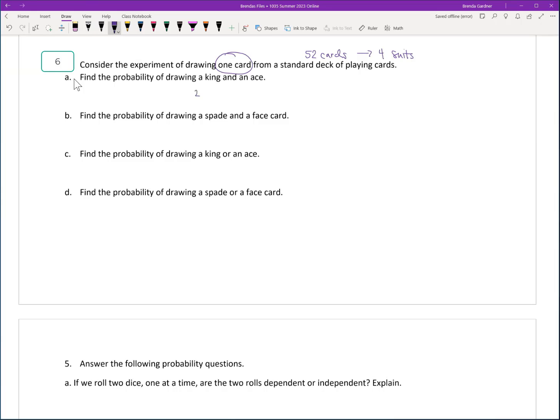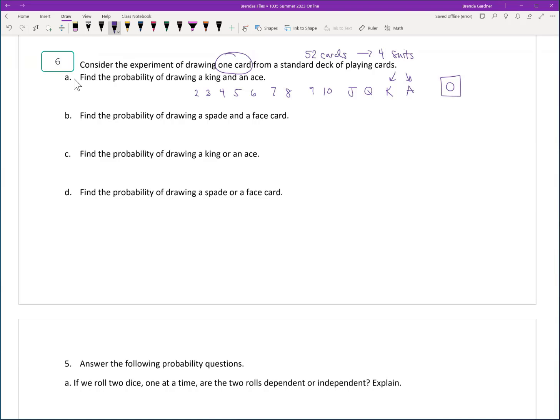So you've got 2, 3, 4, 5, 6, 7, 8, 9, 10, Jack, Queen, King. Okay, so there's my 13 cards. Oh, an ace. 1, 2, 3, 4, 5, 6, 7, 8, 9, 10, 11, 12, 13. Okay, there's my 13 types of cards. So can I draw a king and an ace at the same time? No. So yeah, a silly question. So there's a probability of 0 for one single card.